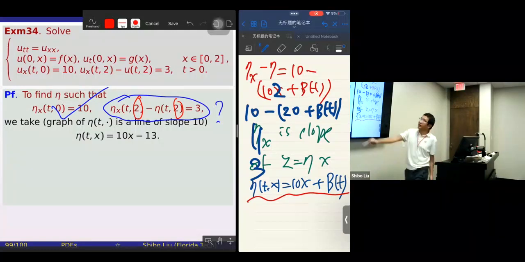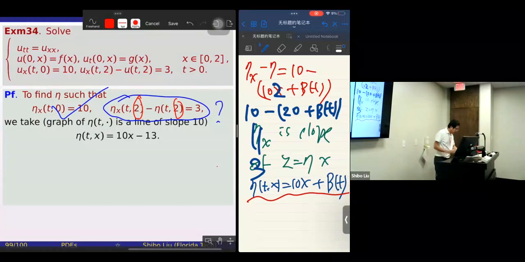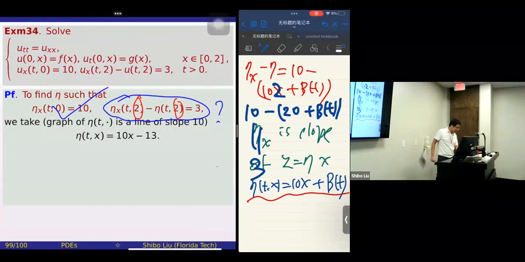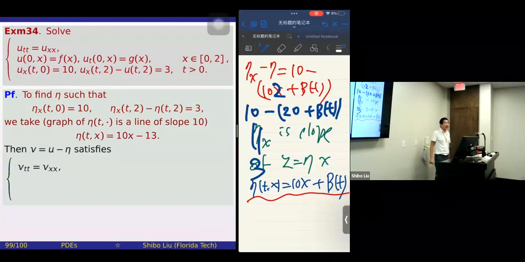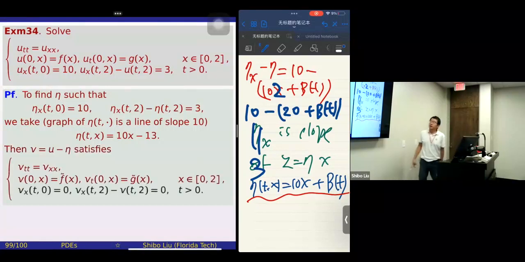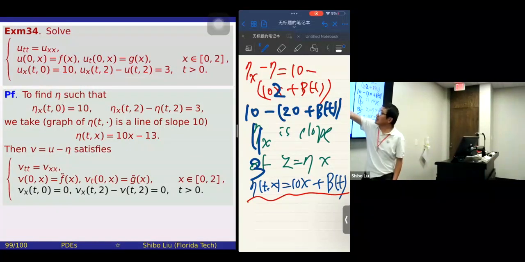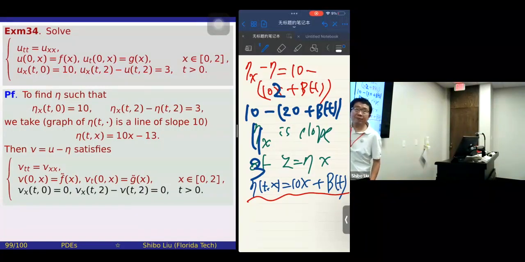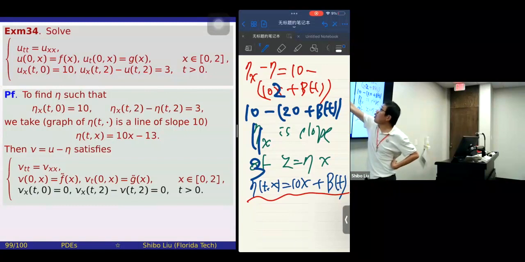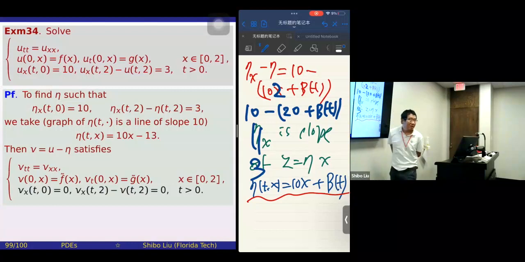Now, for this problem, having obtained this eta, consider v equal to u minus eta. Then this new unknown function satisfies the corresponding equation with homogeneous boundary condition. But the type of the boundary condition is the same as the initial problem, except that it is now homogeneous. So the left endpoint of the string is Neumann, the right endpoint is maybe Robin. But I remember for Robin, the coefficient for u should be positive. Because this is a negative sign, maybe it is not suitable to call it Robin boundary condition. Anyway, this is not important.